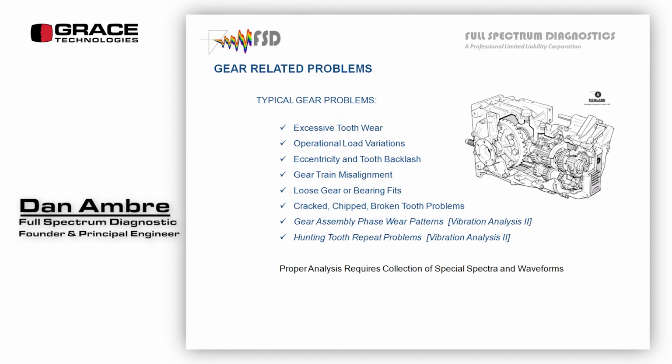There are two more complex problems. There are tooth repeat problems. One is called a gear assembly phase frequency or wear pattern, and one is called a hunting tooth repeat problem. Typically we don't talk about these in an entry-level type class, but there are formulas for them that help you identify them. There'll be peaks in your spectrum that you don't know where they came from, and a lot of times it's either assembly phase or a hunting tooth problem that's showing up.